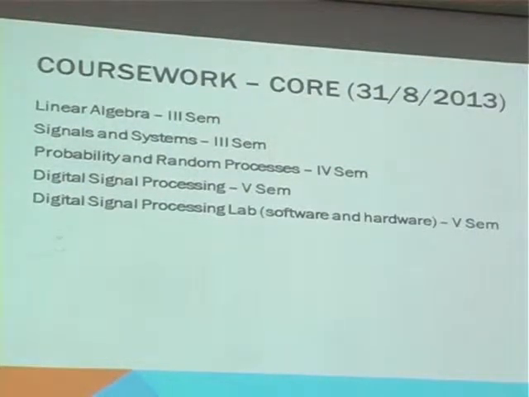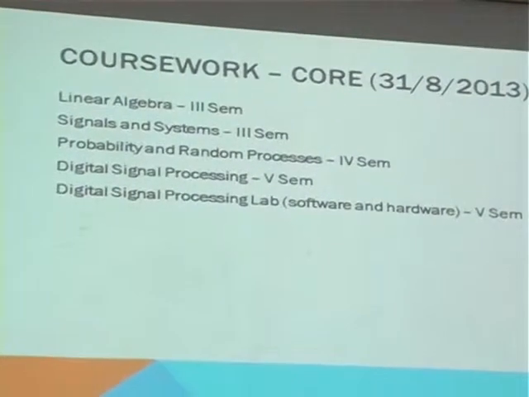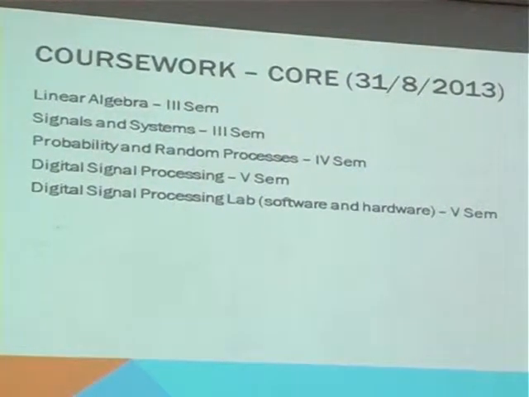Probability and random processes should be a prerequisite course for the fourth semester, when we are talking about statistical signal processing at a later stage. Digital signal processing is a fifth semester course, and the lab is the digital signal processing lab, which will include both software and hardware related experiments.